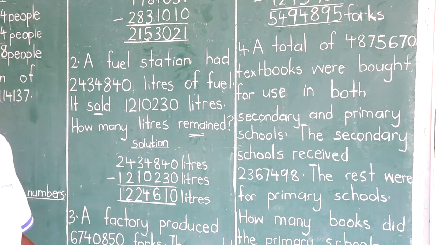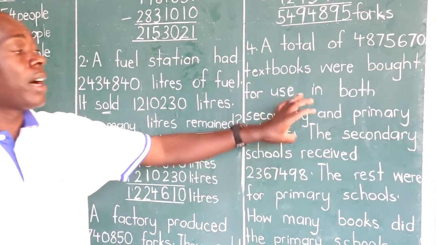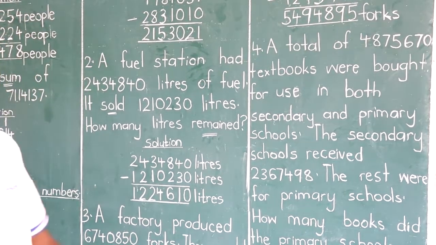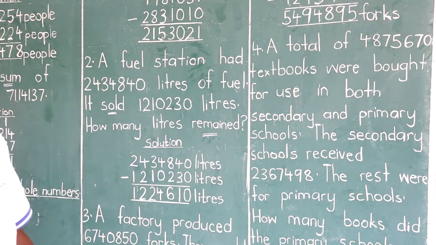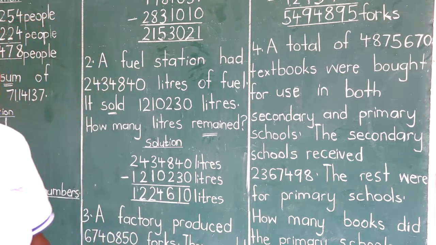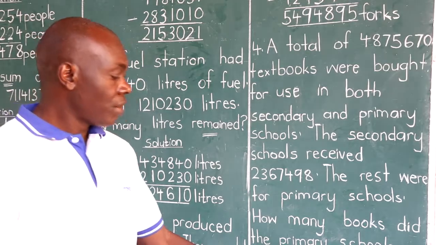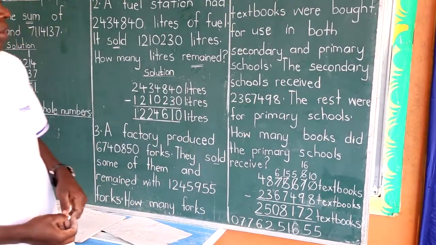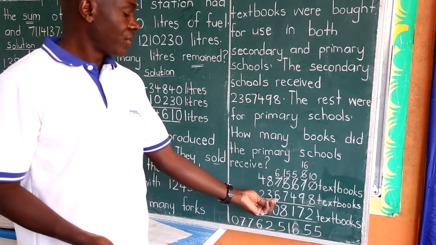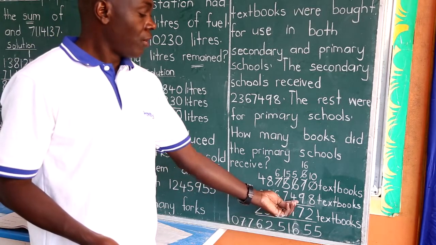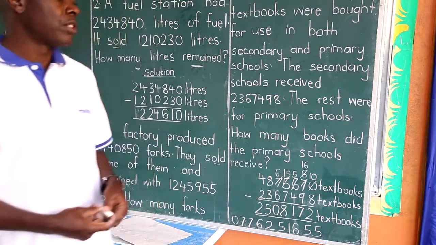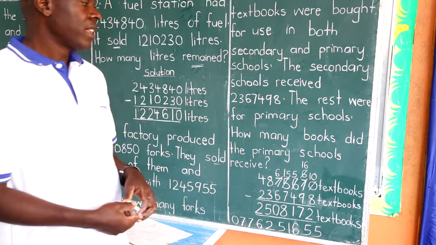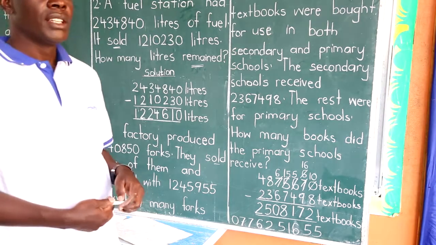So, whenever I've got a combination and you know one of them and they're asking for the other, still you subtract. So you get the total number of textbooks received by both minus those received by one, that is secondary schools. Then you will remain with those that were received by the primary schools. So you get 4,875,670 textbooks that were received by both, minus 2,367,498 textbooks that were received by secondary. So then you will remain with those that were received by primary, and in so doing you get the answer.